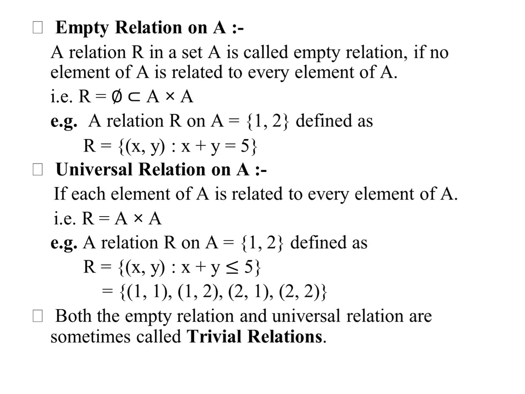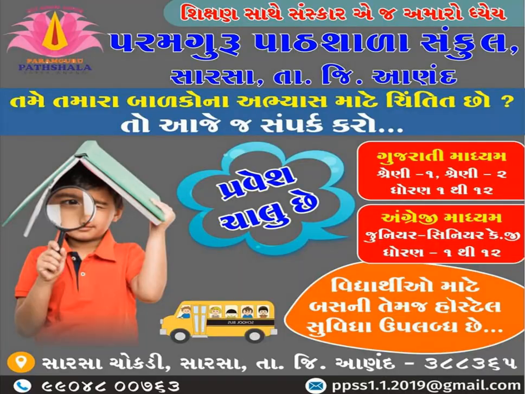Next, both the empty relation and the universal relation are sometimes called trivial relations. The empty relation and the universal relation are sometimes called trivial relations.